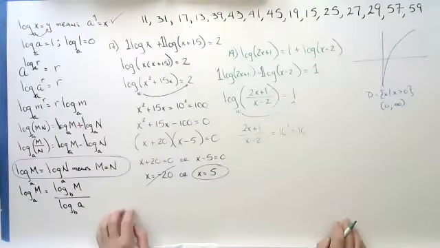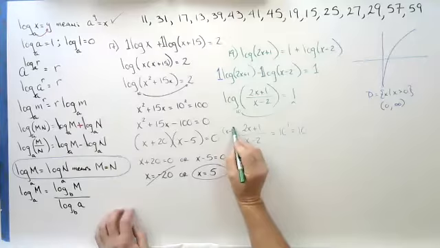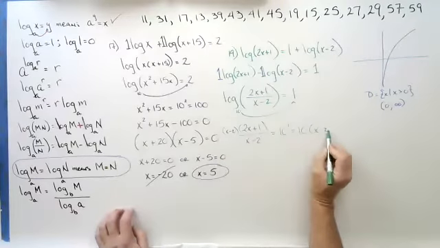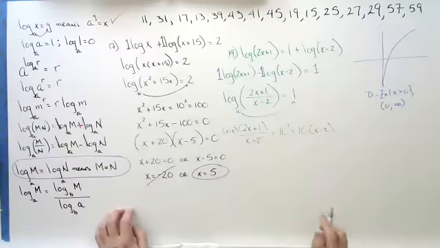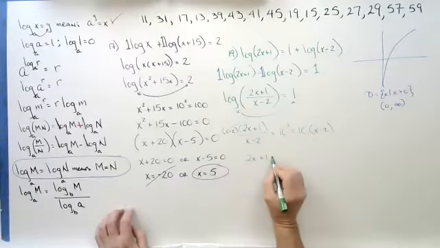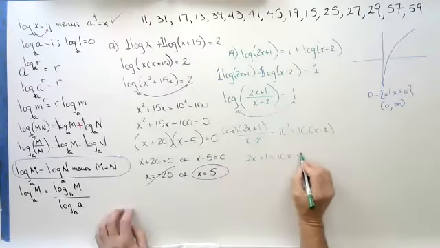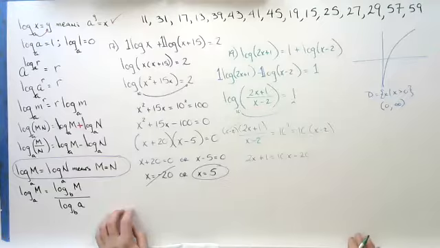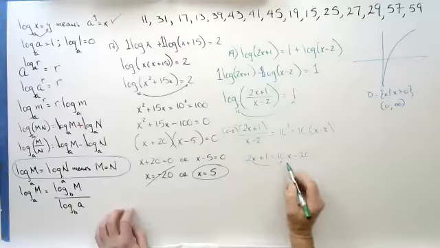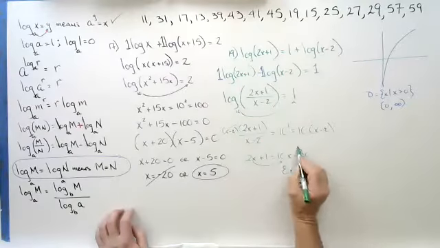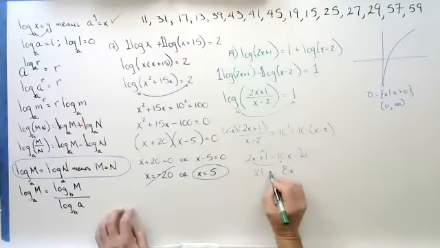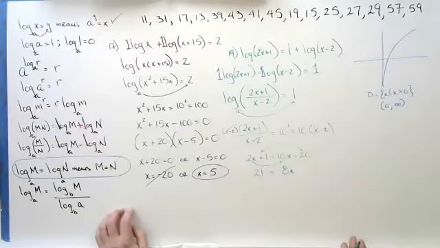Okay, now we're back in algebra 2 or algebra 1. We know how to solve that. You multiply both sides by x minus 2. These cancel. You get 2x plus 1 equals 10x minus 20. You bring the 2x over here, you get 8x. You take the minus 20 over here and you get 21. So we get x equals 21 divided by 8.